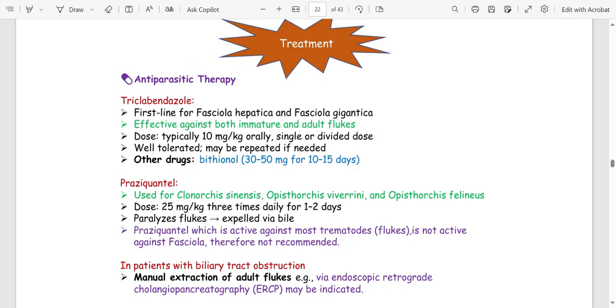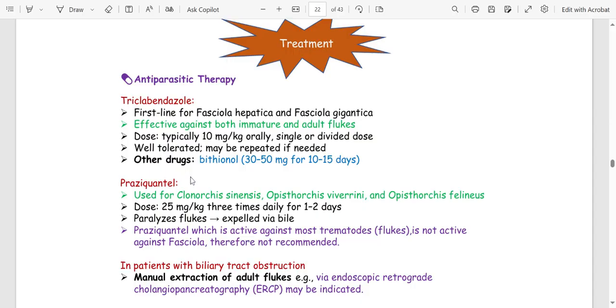Now, for the treatment of Fasciola hepatica, Fasciola gigantica, or basically the liver flukes, you can give antiparasitic therapy. The drug of choice for Fasciola is triclabendazole. You will not see it a lot, it is just for Fasciola, because for most of the worms the drug you see is praziquantel. But here, the first line for Fasciola is triclabendazole, and it's effective against both the immature worm and the adult worm. Another drug that you can give is bithionol.